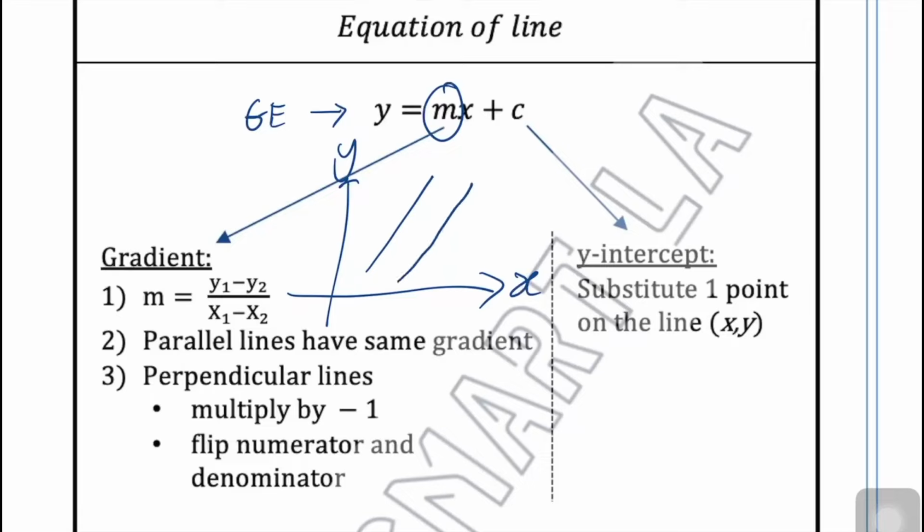Gradient is how steep these lines are. If you are climbing this slope and you're climbing that slope, the steepness is the same, so gradient-wise they'll be the same. So parallel lines have the same gradient. That is number 2. Now number 3, the third way to find gradient, is if you have perpendicular lines.